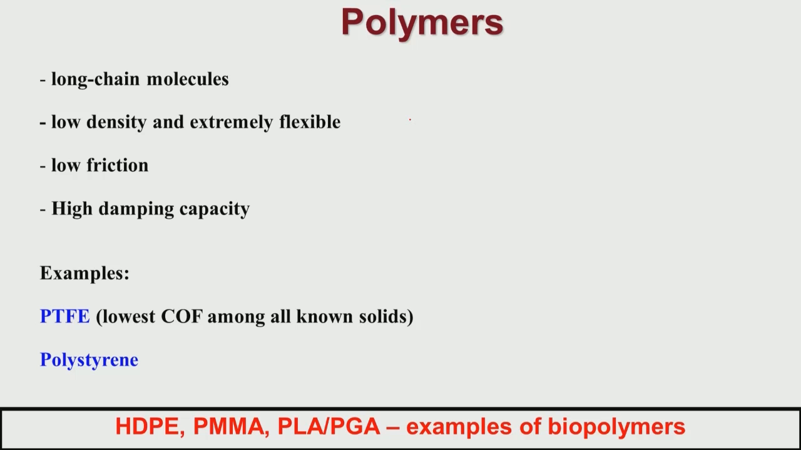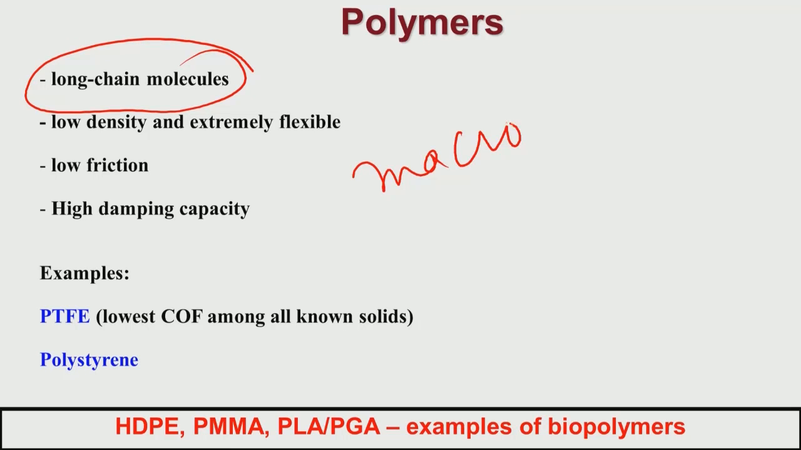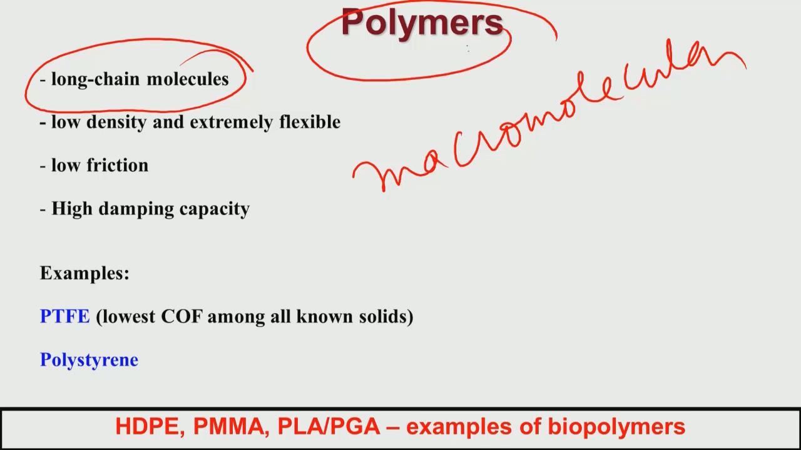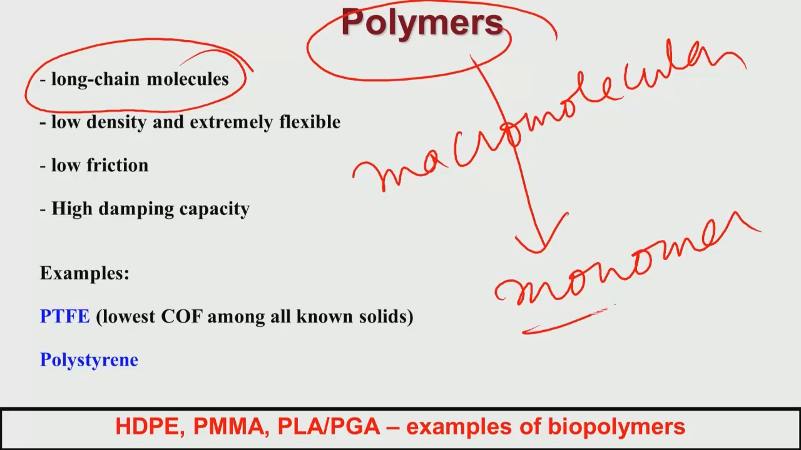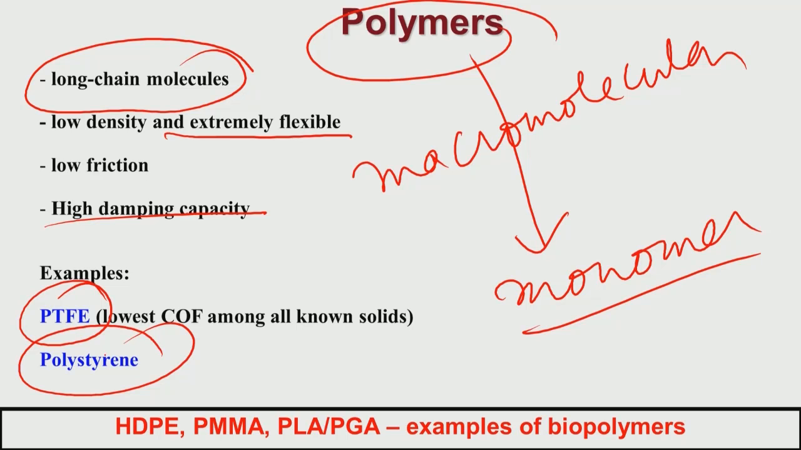Next one is polymers. Now, polymers are characterized by long chain molecules. It is a macromolecular structure, which essentially means that a polymer is a combination of several monomers which are joined together. Depending on the monomer, it is very flexible, and it also has high damping capacity. Popular examples are polytetrafluoroethylene, polystyrene and so on.